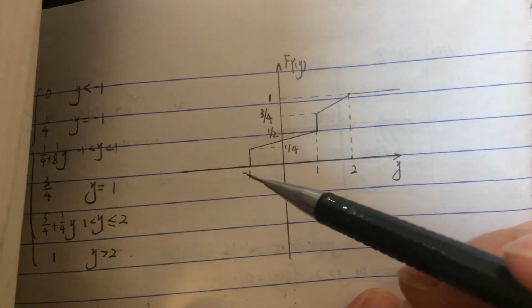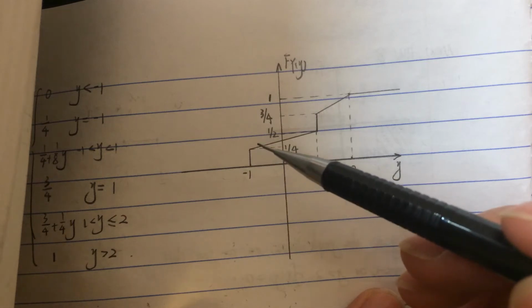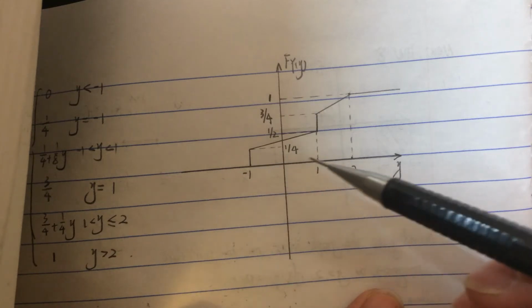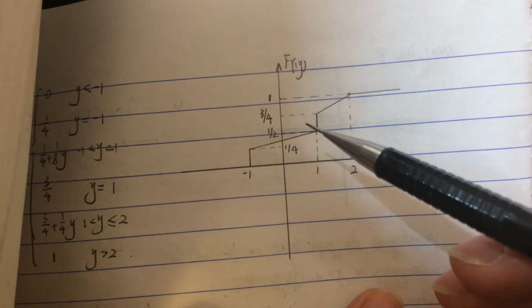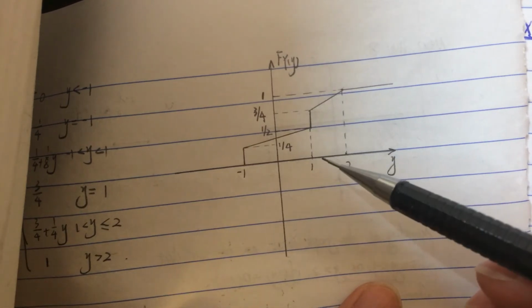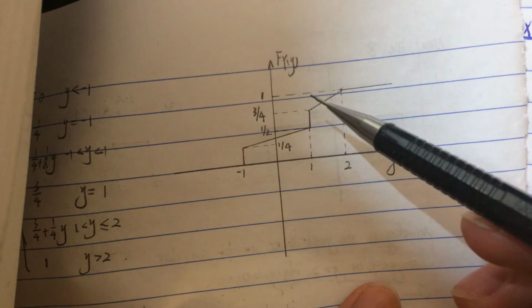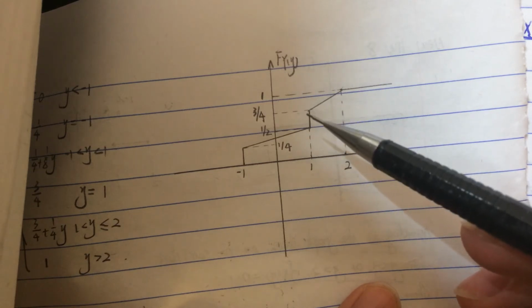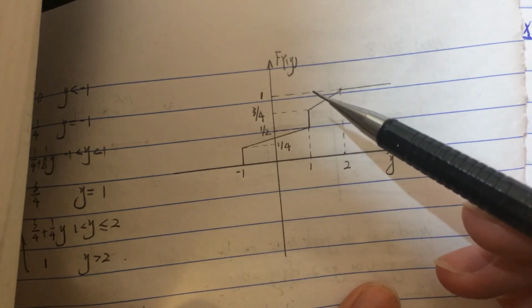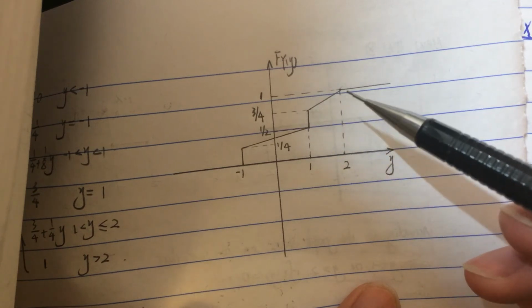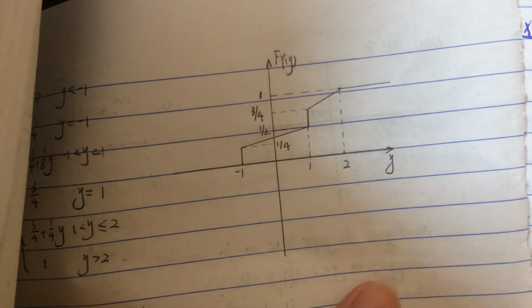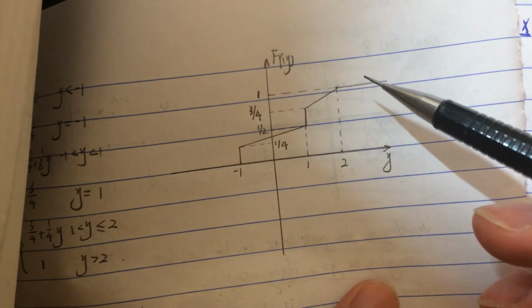When y equals -1, capital F_Y(y) will equal 1/4, and when y increases from -1 to 1, capital F_Y(y) will increase from 1/4 to 1/2, and when y equals 1, capital F_Y(y) will increase from 1/4 to 3/4, and when y increases from 1 to 2, capital F_Y(y) will increase from 3/4 to 1, and when y is larger than 2, capital F_Y(y) will equal 1.